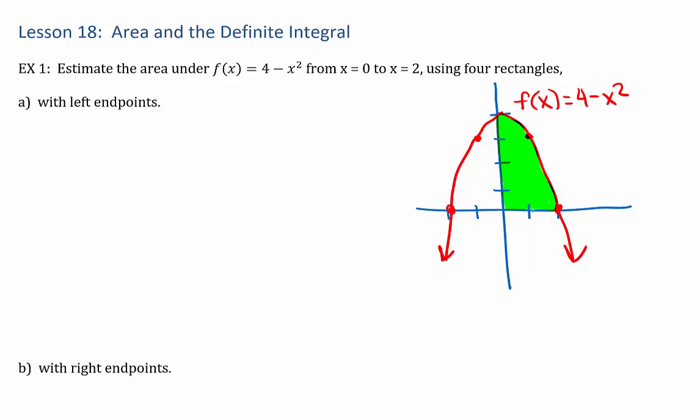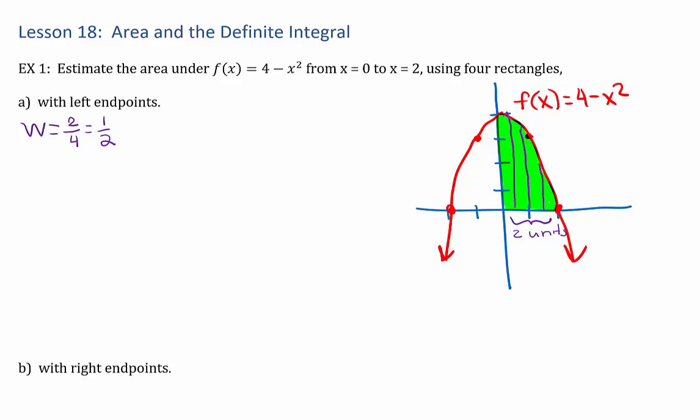What we're going to do to find the area here is we are going to draw some rectangles. Specifically, the problem asks us to draw 4 rectangles. And so we've got a region that has a width of 2 units, from 0 to 2. And so if we take our 2 units and we divide it by 4, that gives us a half. So the width of our rectangles is going to be 1/2. So I'm going to take this region and just divide it into 4 segments of equal width.